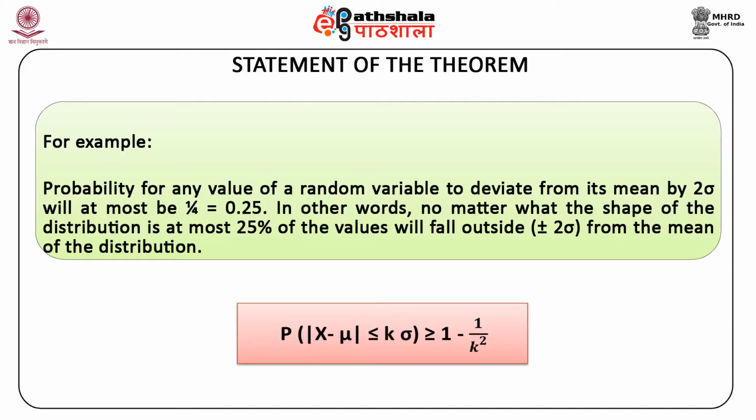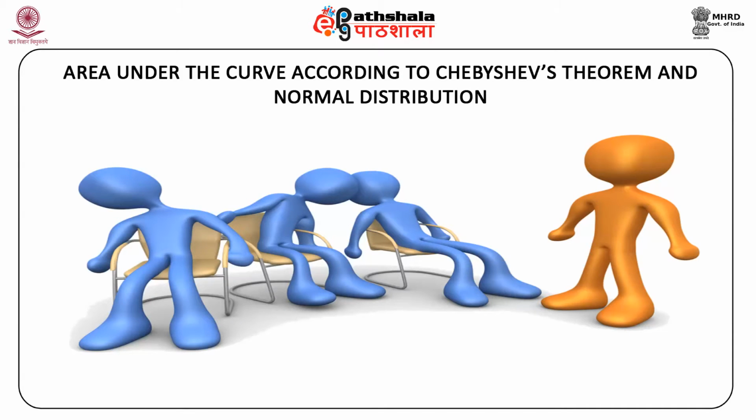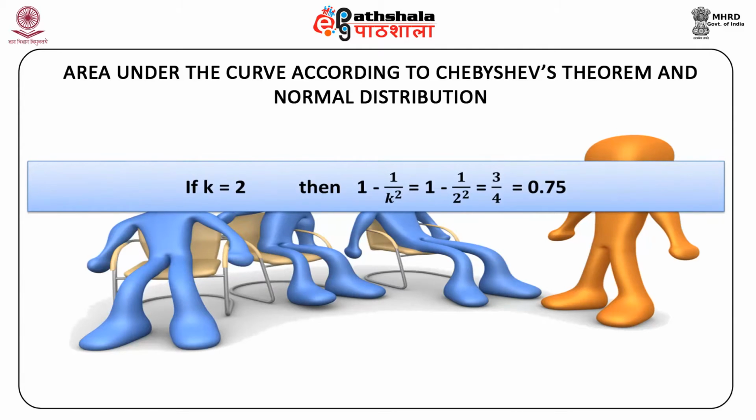Note that equation 1 and 2 are the same statements. This is true for both normally distributed data as well as for data which is not normal or skewed. According to Chebyshev theorem, 75% of all the data points of a group of data fall within plus minus 2 sigma irrespective of the shape of the distribution. That is, if k is equal to 2, then 1 minus 1 upon k square is equal to 1 minus 1 upon 2 square is equal to 3 upon 4 is equal to 0.75.